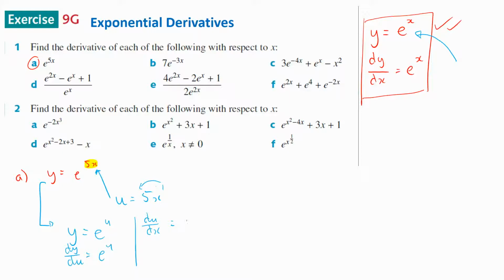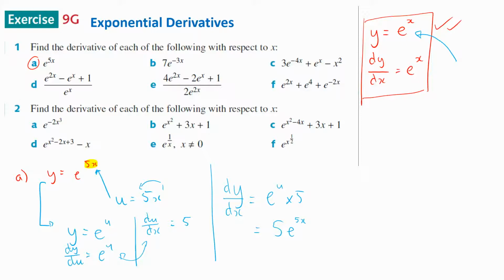Drop down the 1, so that now becomes 5. Oops, just 5, sorry. I got carried away. There we go. Okay, derivative of 5x is just 5. So if we had to answer the question, the answer is simply dy dx must equal to, you multiply these two together, remember chain rule, multiply those two together, it's e to the power of u times 5, which works out to be 5e to the power of 5x.